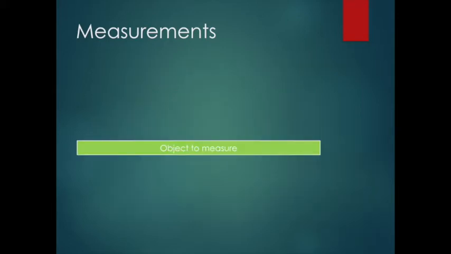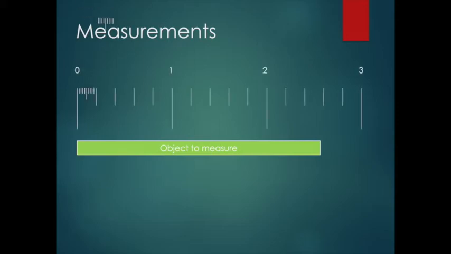Okay, so let's look at this measurement here. We're going to measure this green line. We're going to use this ruler here. The most important thing is to always get as many significant figures as possible out of our measurement. So I'm going to explain what that means.